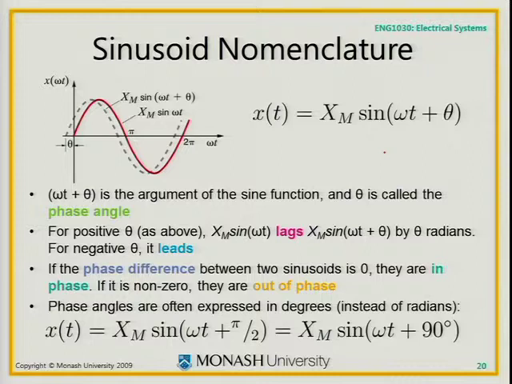Okay, what do we get? So omega t plus theta in total is the argument of the sine function. Theta is the phase angle. I've mentioned this thing about leading and lagging. If the phase difference between two sinusoids is 0, we say they're in phase, otherwise they're out of phase. And just something to note, we often write it like this when we do our circuit analysis. We'll put the phase angle in degrees, not in radians, but it shouldn't cause any confusion. We will often write it as sine omega t plus 90 degrees.